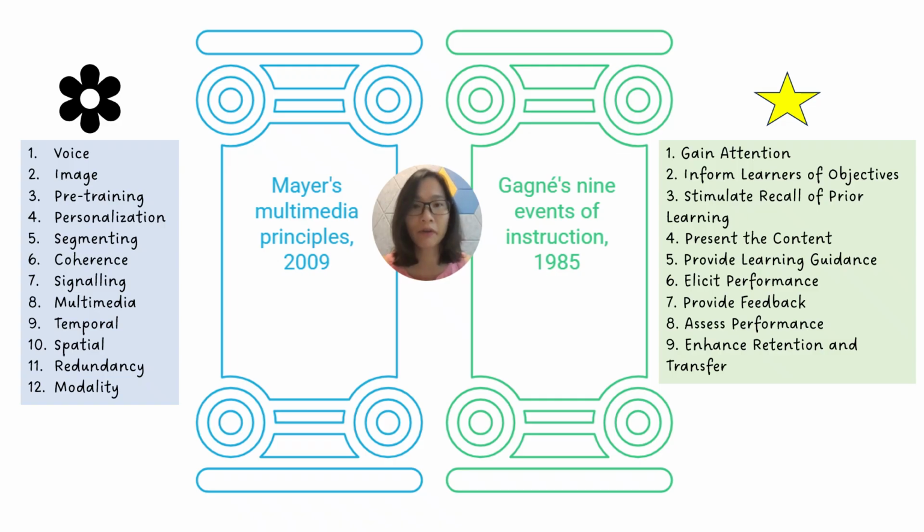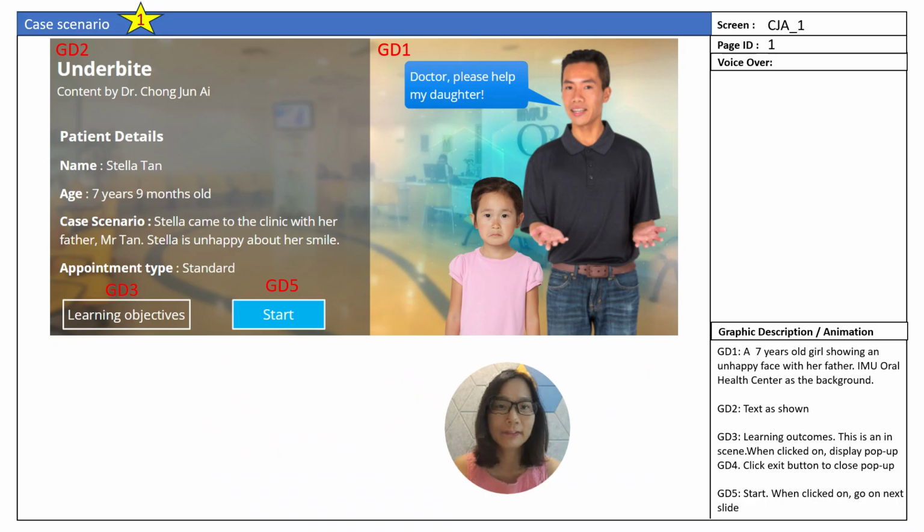star throughout the storyboard. The learning experience begins with a clinical case scenario involving a 7-year, 9-month-old girl named Stella who presents with concern about her smile and underbite. I intentionally use storytelling at the beginning to gain learners' attention and increase emotional engagement. The child shares that her friends laugh at her and call her grandma, which helps learners appreciate the psychosocial impact of malocclusion rather than viewing it merely as a dental problem.